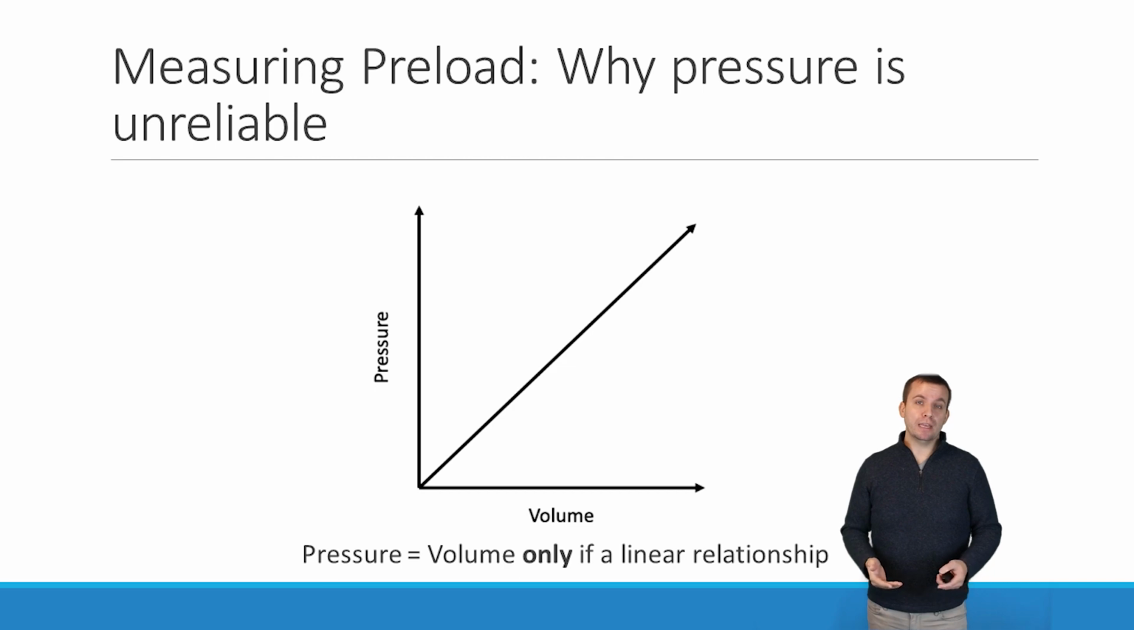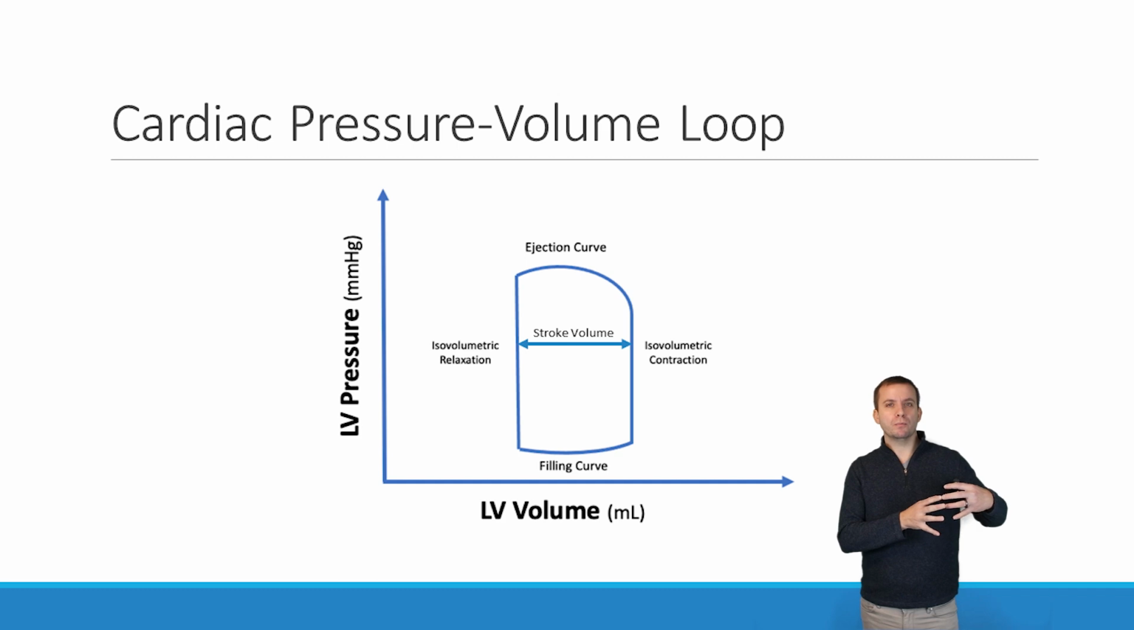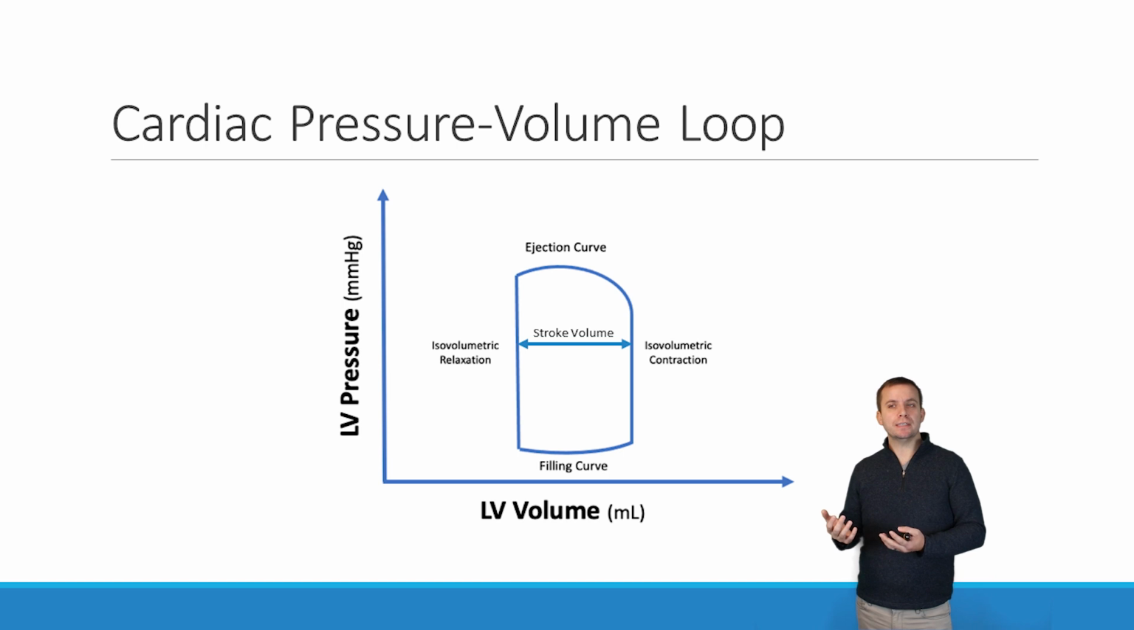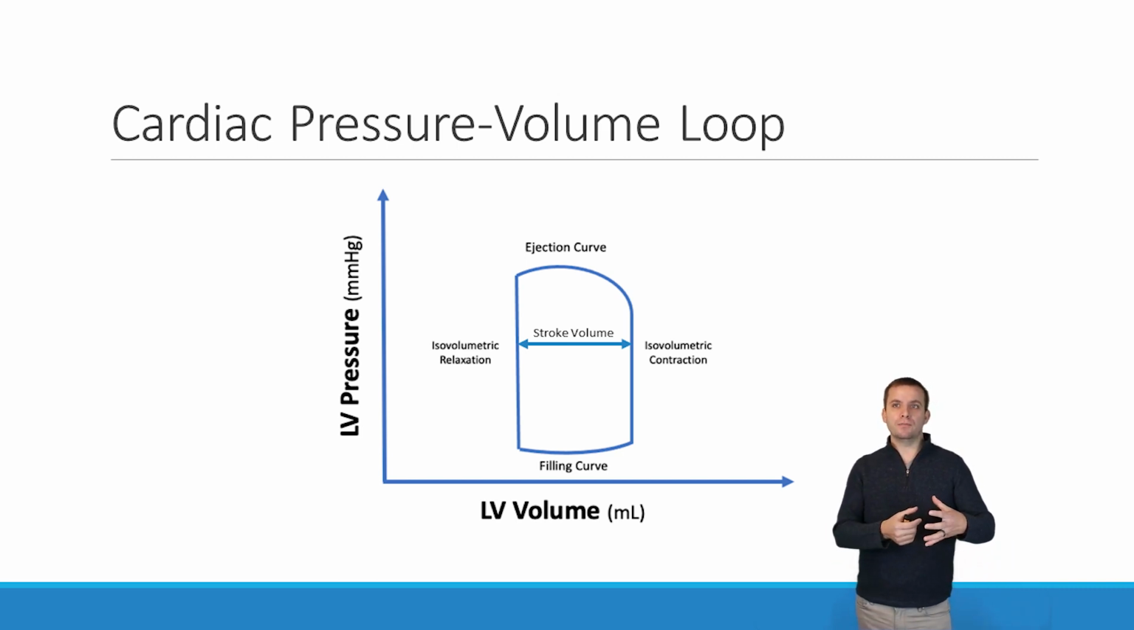This is not true. If we look at our pressure volume relationship, and we look at our cardiac pressure volume loop, the filling curve is the bottom part of this loop. So you have this filling during diastole, and then you have an isovolumetric contraction, and then your aortic valve opens and you have an ejection curve, and then your aortic valve closes, and you have this isovolumetric relaxation, where then your mitral valve opens, and you start the process over again whenever your mitral opens and you start filling.